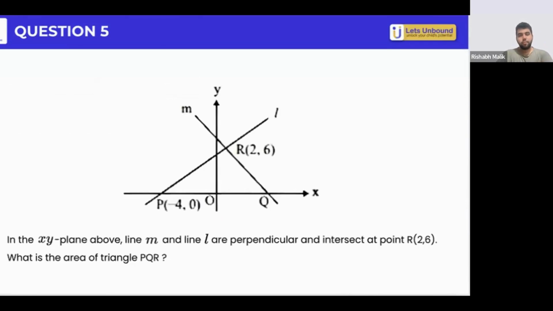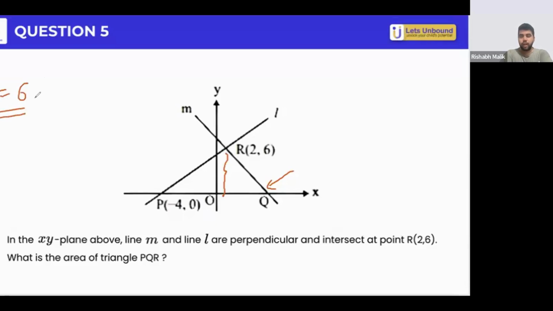So this accompanying figure is given to us, and they're asking something about triangle PQR. They're saying that these two lines, line M and line L, are perpendicular, and they're intersecting at the point 2, 6. We have to find the area of the triangle PQR. To find the area, I need two things: the base and the height. And to find the base value, I need the coordinates of this point Q. Height is already given because that's 6 here. I can directly check the height of the triangle here. So height we are sorted with, that's 6.